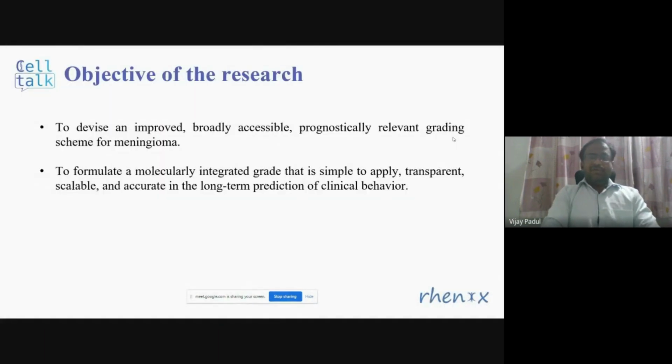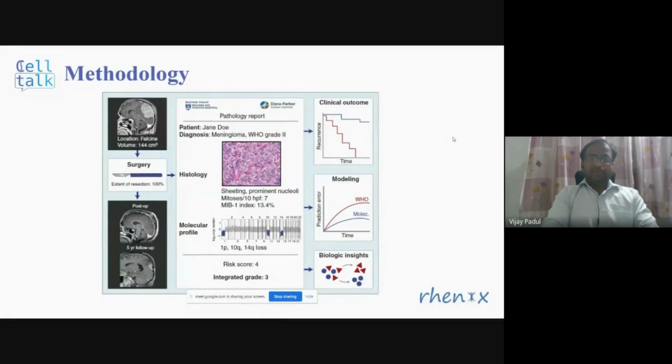So in order to alleviate these limitations, they have done this research with the objective to devise an improved, broadly accessible, prognostically relevant grading scheme for meningioma. They wanted to formulate a molecularly integrated grade that is simple to apply, transparent, scalable, and accurate in long-term prediction of clinical behavior. So this represents their entire methodology in summary.